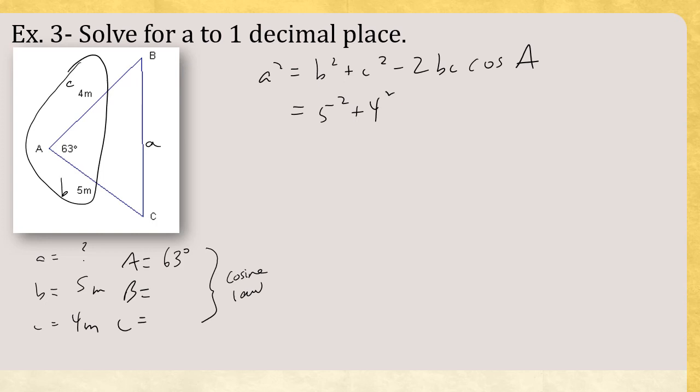So you don't have to write the formula if you're confident in what you're doing. You definitely need to show me at minimum the number of steps that I show you in the lesson though, which would be subbing in these numbers. That can be entered all in one step. So everyone could type in 5 squared plus 4 squared minus 2 bracket 5 close bracket open bracket 4 close bracket cos 63. Hit equals.